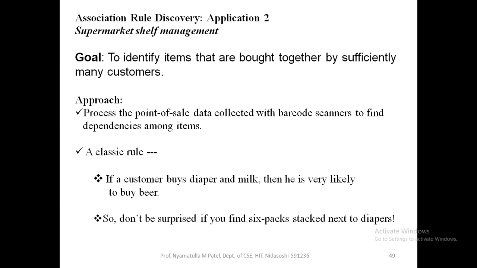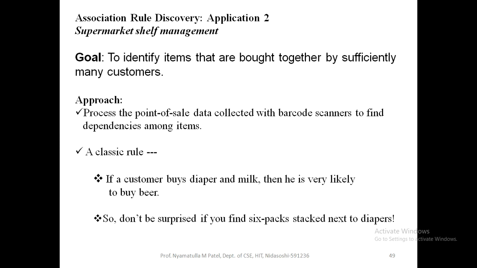Association rule discovery 2, application 2: supermarket shelf management. The goal is to identify items that are bought together by sufficiently many customers. Now, I need to identify items that are bought together by sufficiently many customers. How many customers buy the two items together? What is the approach? Process the point of sale data collected with a barcode scanner to find dependencies among the items.